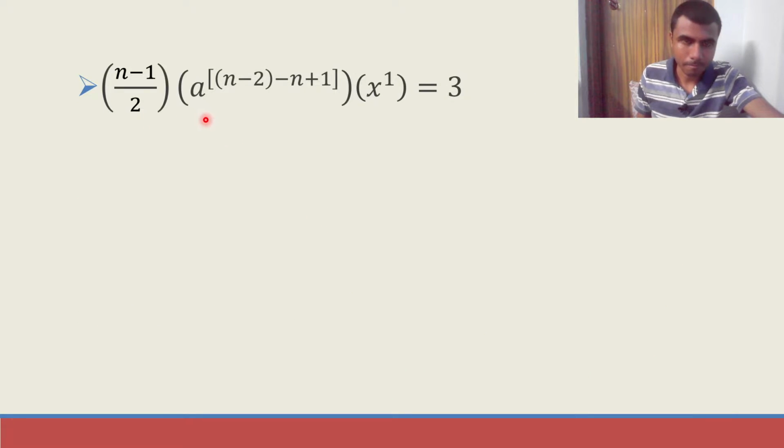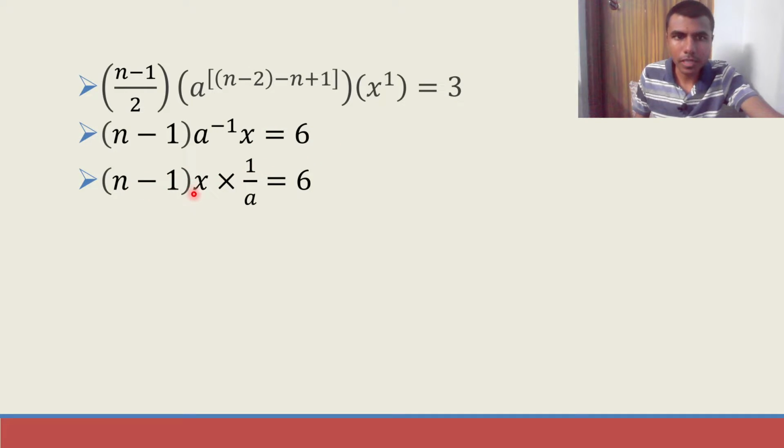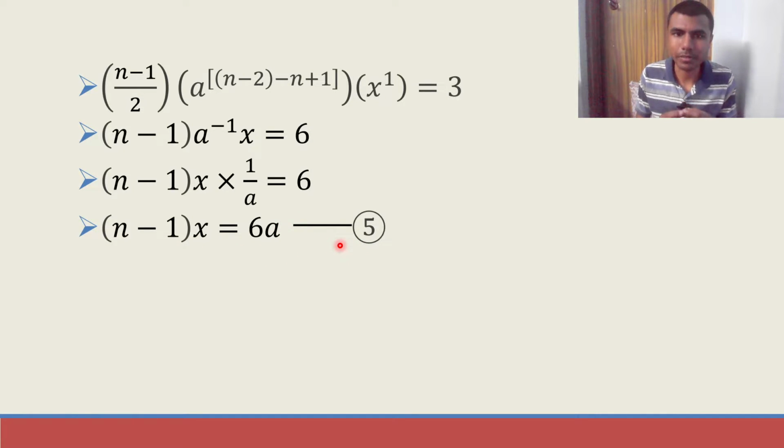So this is what I'd get. n minus 2 minus n plus 1, and x power 2 minus 1 is x power 1, equal to 3. Now here, n minus n gone, minus 2 plus 1, it is minus 1. And this 2 is there, now send it to the RHS. 2 into 3, 6. So n minus 1 into a power minus 1 into x is equal to 6. Fine. So a power minus 1 is 1 by a. So n minus 1 into x into 1 by a is equal to 6. Send this a here. So I get n minus 1 into x is 6a. Mark it as equation 5.